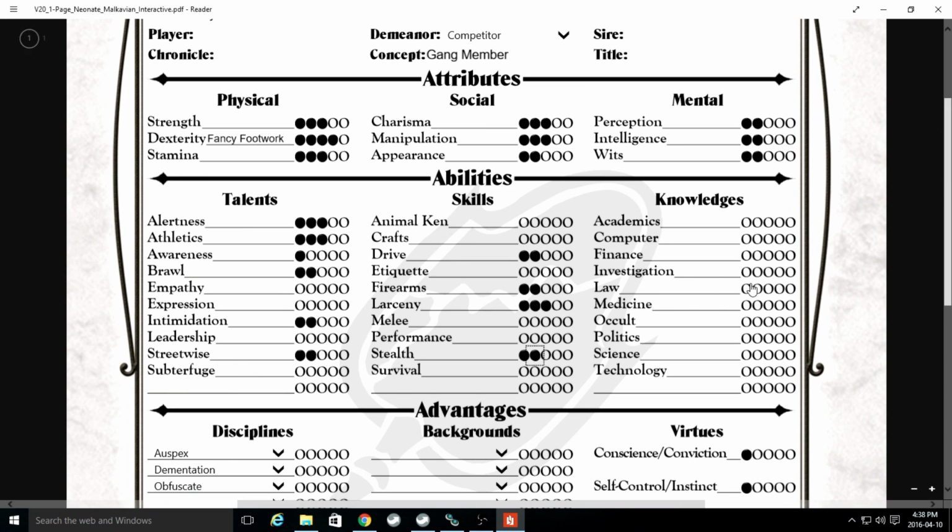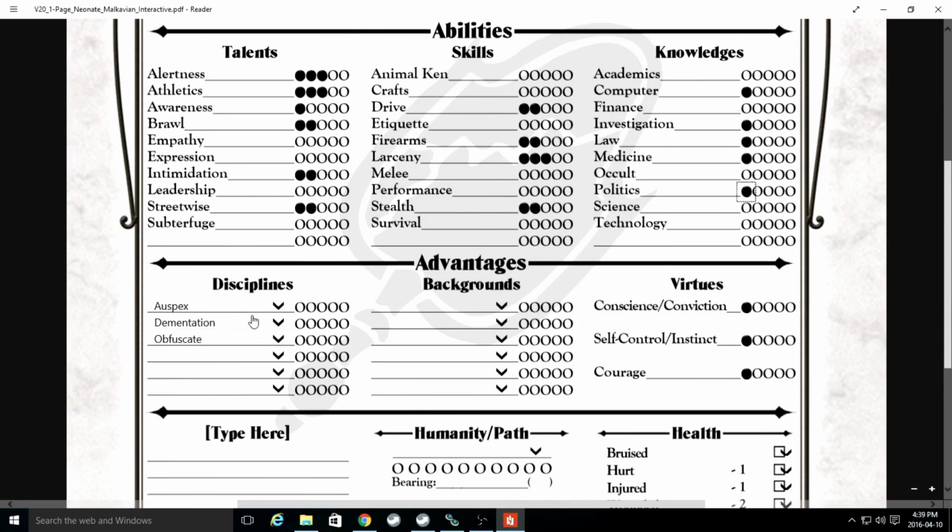Now we'll do this one for the 5. So we'll definitely have a bit of law and a bit of investigation. Gang members tend to know what police look for. Definitely a dot in computers. We'll give them a dot in medicine and a dot in politics. Yeah, that looks good. So now we'll come down to the disciplines.